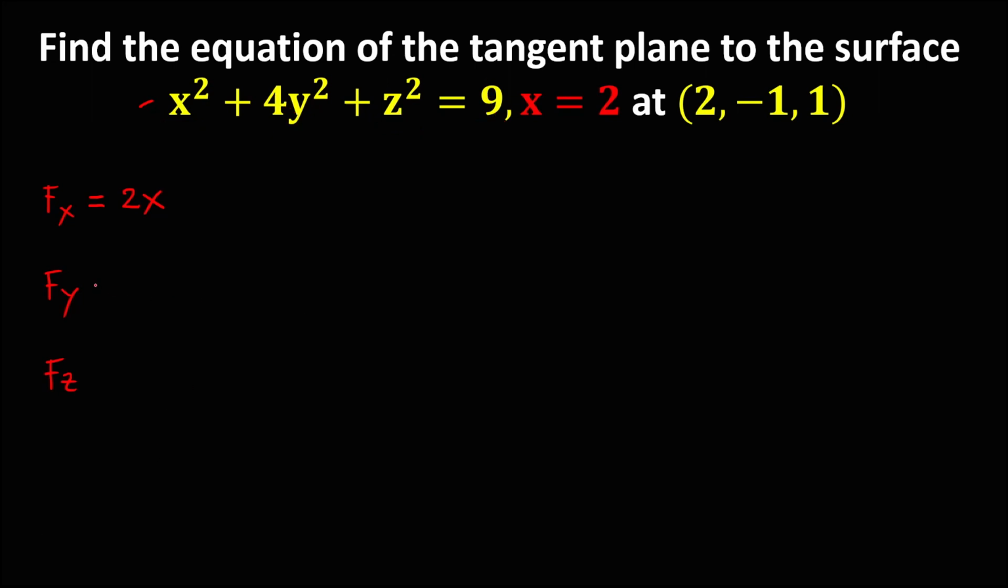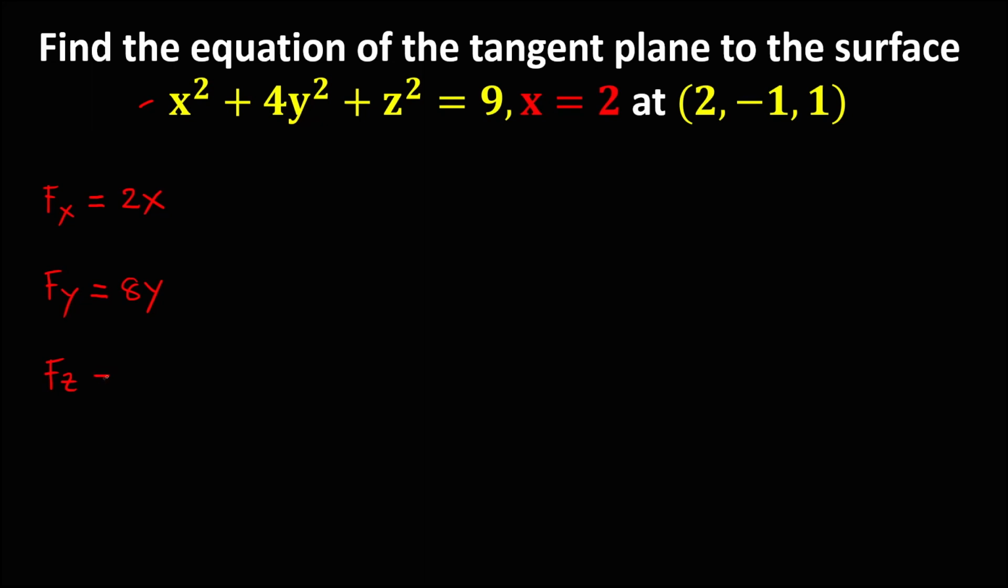Then for the value for f sub y, we need to find the derivative for the terms with y. For this term, no y, this one is 0. For this term, we have y squared, and to find the derivative, multiply these two times 4. This one is 8y. Then for this term, no y, this one is 0. And for this term also equal to 0. So f sub y equals 8y.